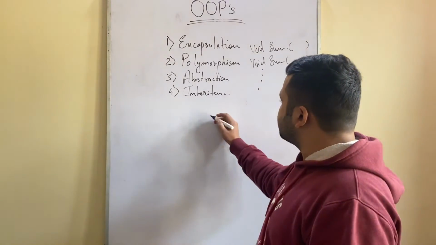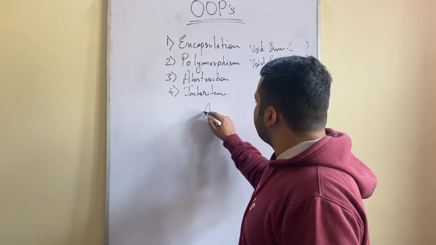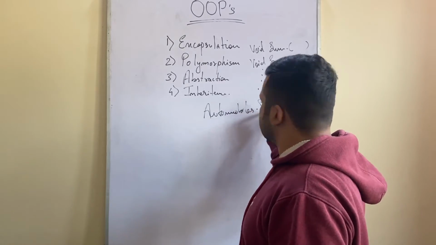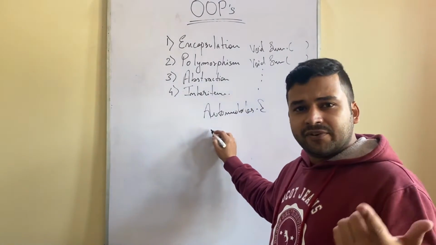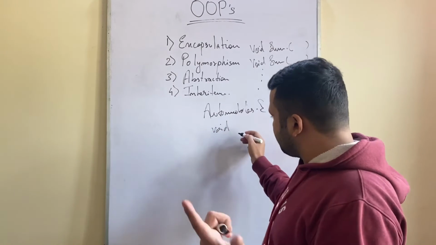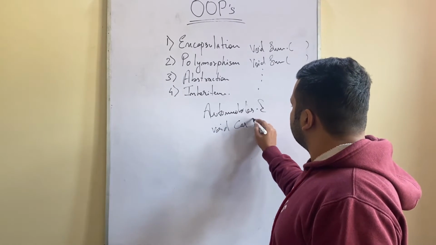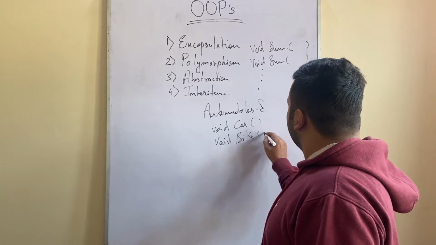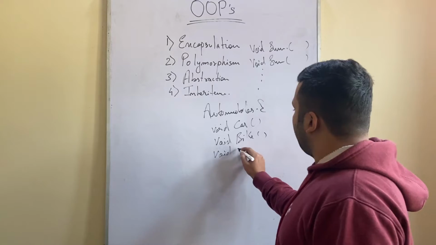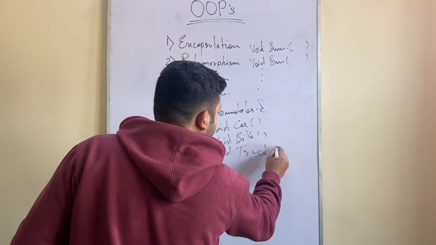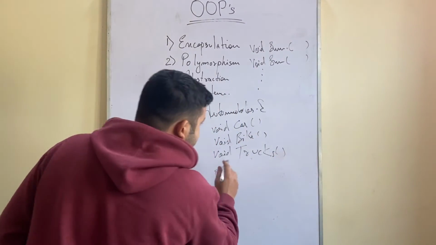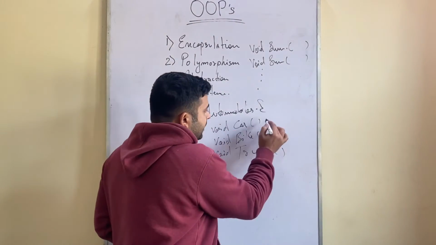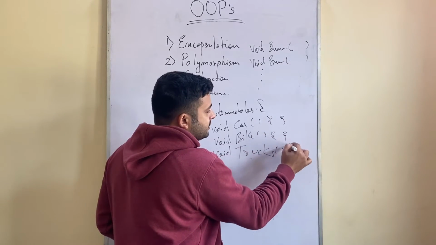Now, just a quick example of this. Suppose I have a class for automobiles, just an example. Inside this I have different methods. Method number 1, I have car. Method number 2, I have bike. Method number 3, I have trucks. This is my abstract class, just an example only, and I am not giving any body to any of these methods.